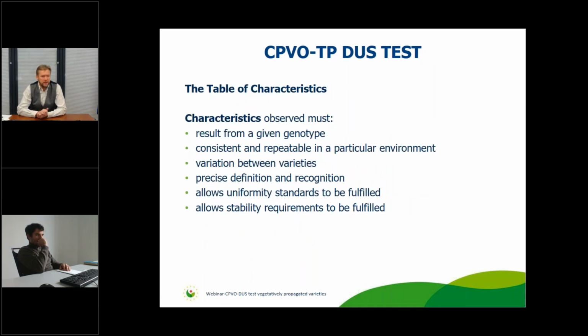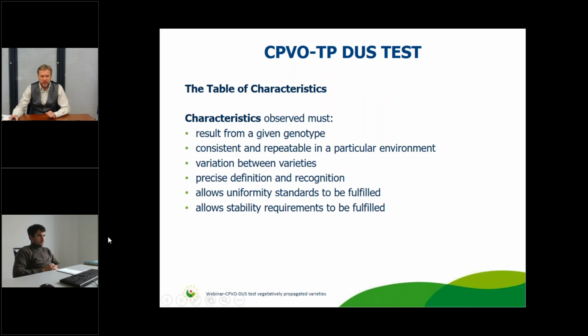The characteristics observed, I mentioned already, are mostly morphological characteristics. That's simply because they are very easy to assess, with the consequence that this keeps the DUS test cost down.